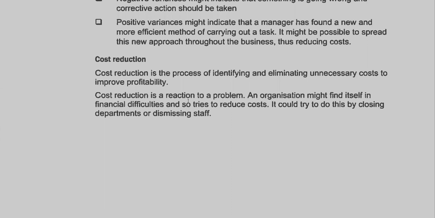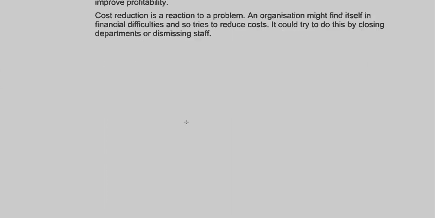Cost reduction is a reaction to a problem. You see that this cost is high, you try to reduce it. An organization might find itself in financial difficulties, and so it tries to reduce its costs. It could try to do this by closing departments and dismissing staff. Okay, that is what we call cost reduction.